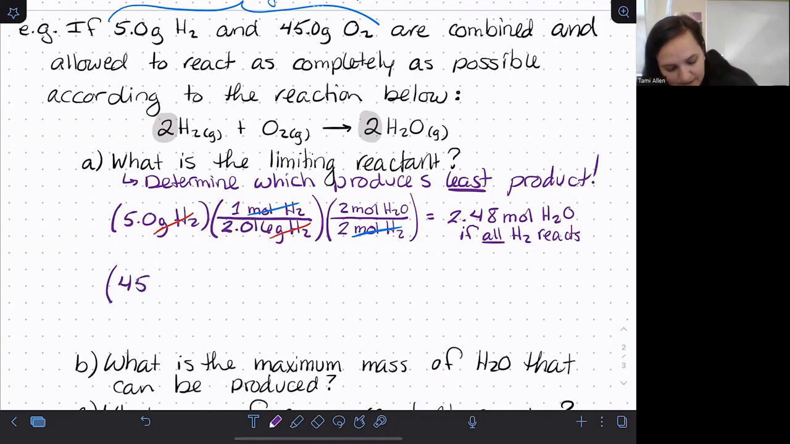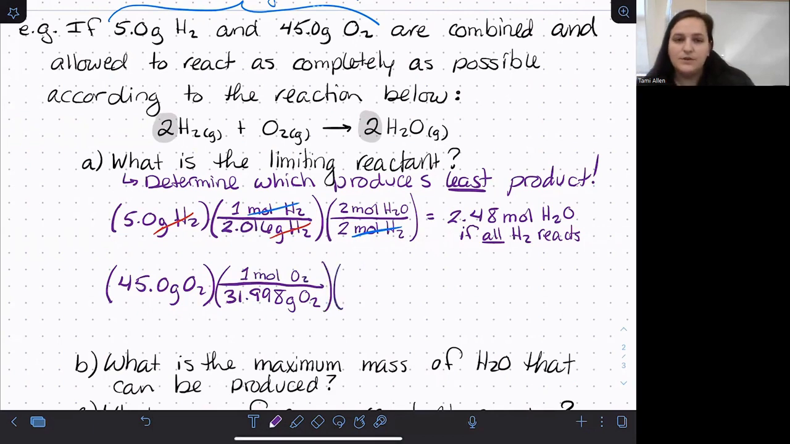We need to do exactly the same calculation then for O2. We have 45 grams of oxygen, so we need to use the molar mass of oxygen to convert grams of oxygen to moles, and then use our coefficient ratio to convert moles of oxygen into moles of water. Make sure you are always converting to moles of the same product if there is more than one. It doesn't technically matter which one you choose, but you do need to be comparing the same thing.